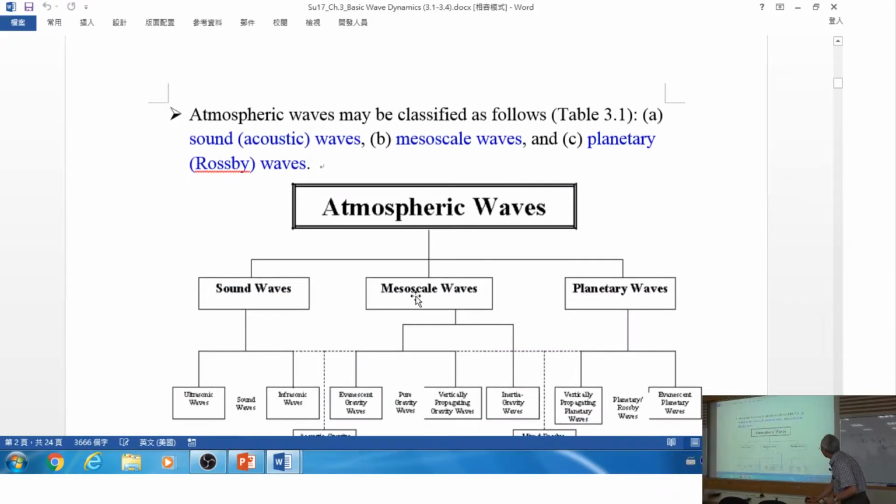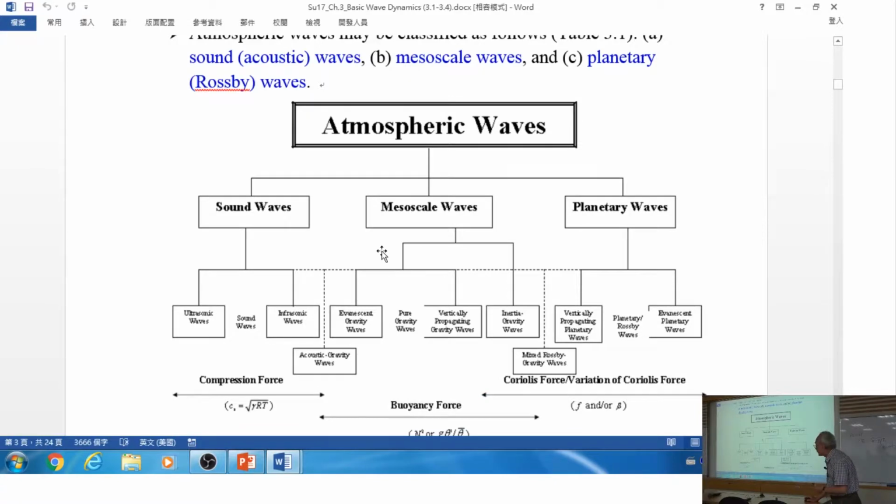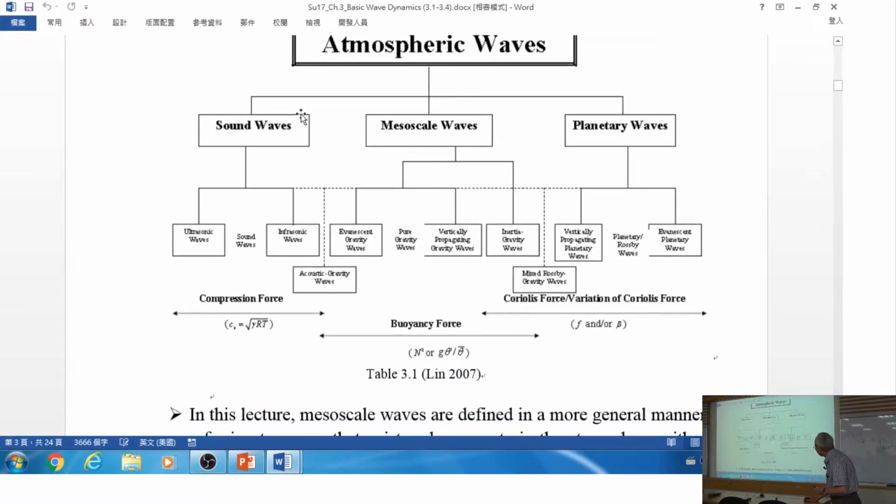Okay, so the atmospheric waves may be classified as the following: sound waves, sometimes called acoustic waves, mesoscale waves, and planetary waves or Rossby waves. Different people have different classifications. This is my own classification, from my 2007 book, and of course I did not invent those waves. So you have sound waves, mesoscale waves, and planetary waves.